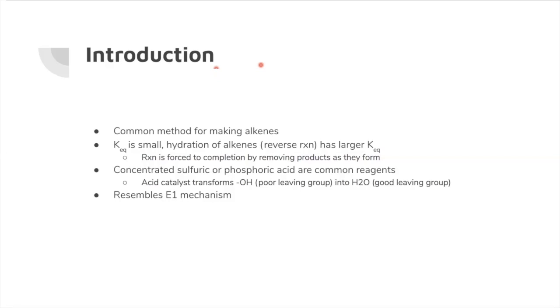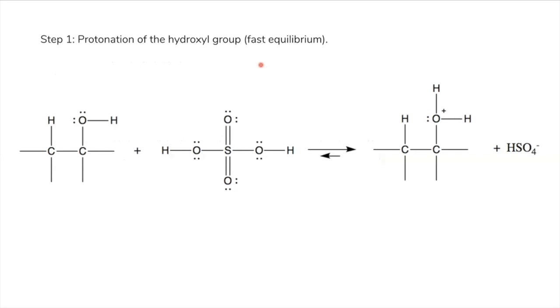These acid catalysts transform the OH group, which is normally a poor leaving group, into H2O, which is a very good leaving group. And overall, this reaction resembles an E1 mechanism. So in the first step, the acidic proton is abstracted by the oxygen that is acting as a nucleophile, and this protonates the alcohol, giving the oxygen a positive charge.